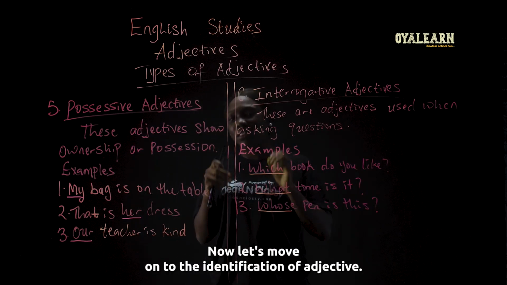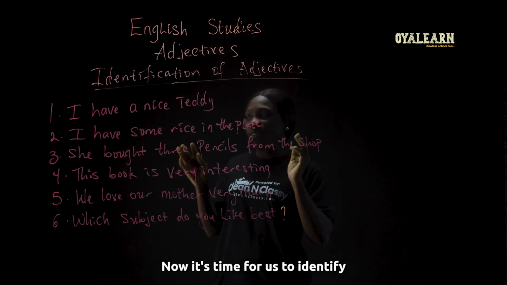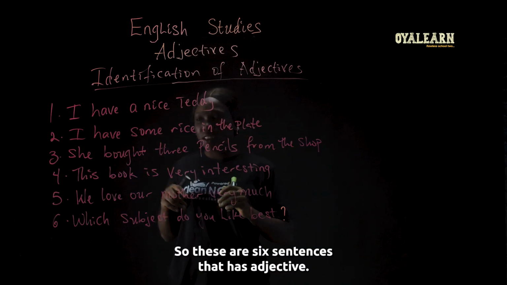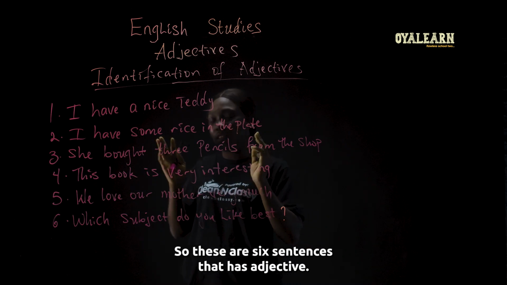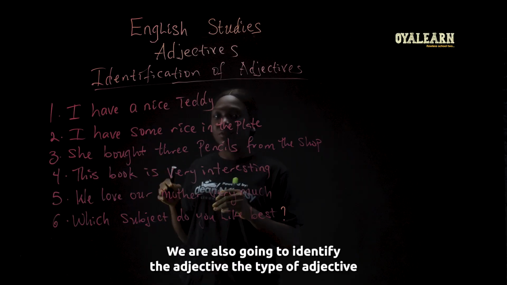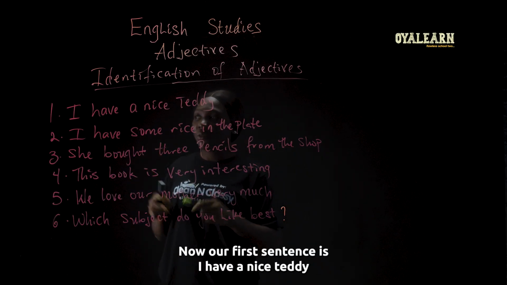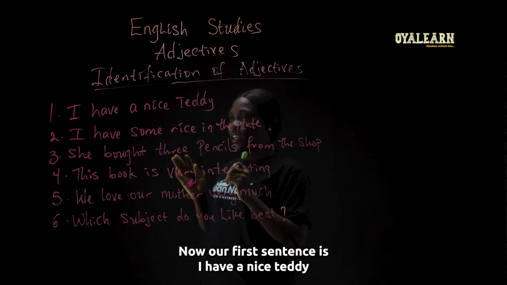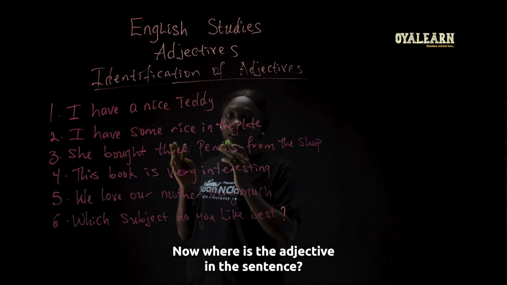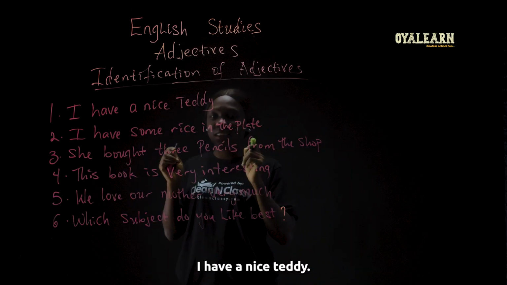Now let's move on to the identification of adjectives. Now it's time for us to identify the adjectives used in a sentence. So these are 6 sentences that have adjectives, and we're not just going to identify the adjective, we are also going to identify the type of adjective they fall under. Now our first sentence is I have a nice teddy. Where is the adjective in the sentence?